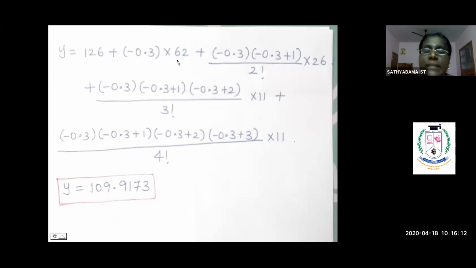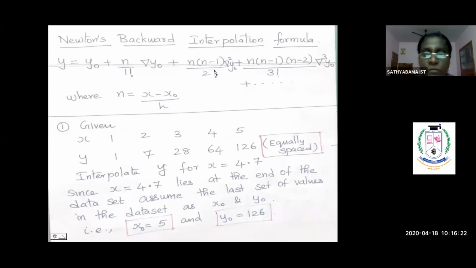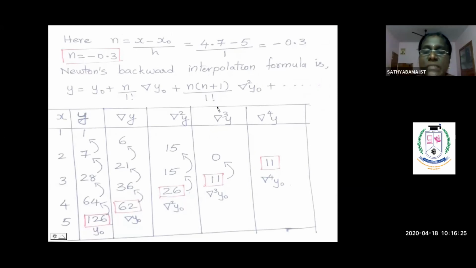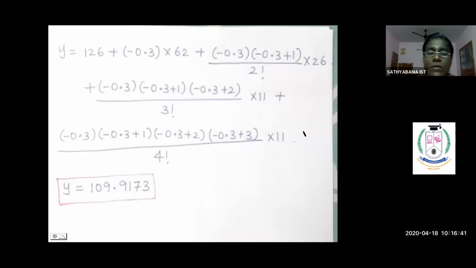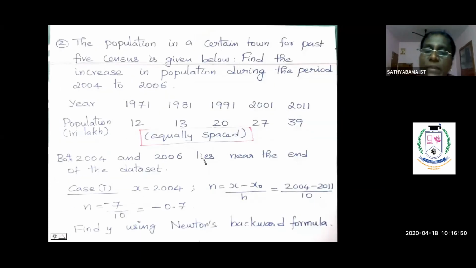N is minus 0.3 into del y naught, n into n plus 1 by that is one more difference, n into n plus 1. You see Newton's backward interpolation formula. It is n into n plus 1. Okay, I think I have made a mistake here. It should be plus. It is plus here. N into n plus 1, n plus 2, etc. It goes on. And therefore, while applying the formula, we'll get y equal to 109.9173.